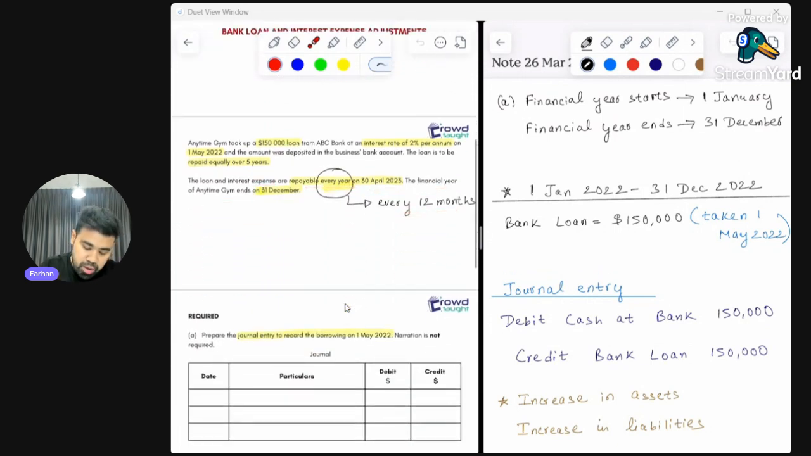So the requirement of the first part of the question is to prepare the journal entry that records the borrowing on 1 May 2022, and you do not need any narrations. So let's look into the right-hand side with all the workings.